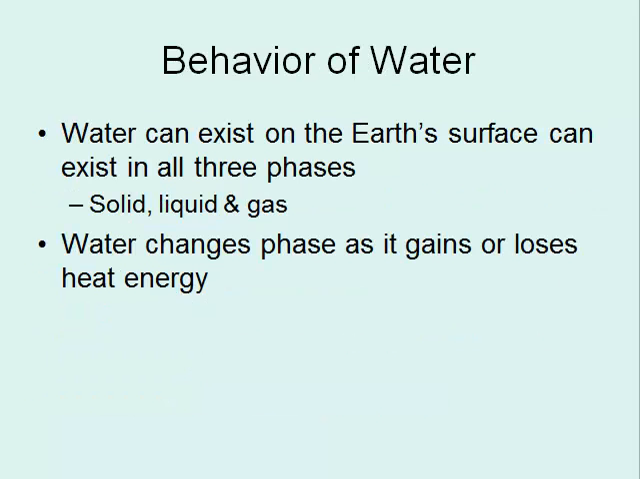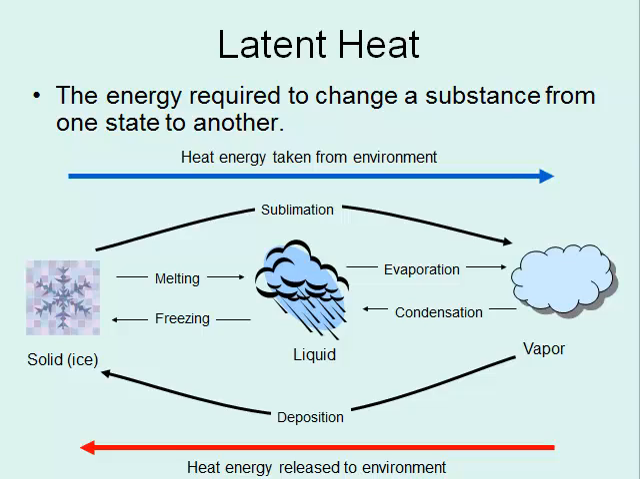So, behavior of water. Water can exist on the Earth's surface in 3 phases: solid, liquid, gas. Hopefully this is familiar from previous science classes you may have had years ago. And as water changes phase from solid to liquid or solid to gas, it will gain or lose heat energy. So latent heat is the energy required to change a substance from one state to another. So that's what we call latent heat. It's required to go back and forth.